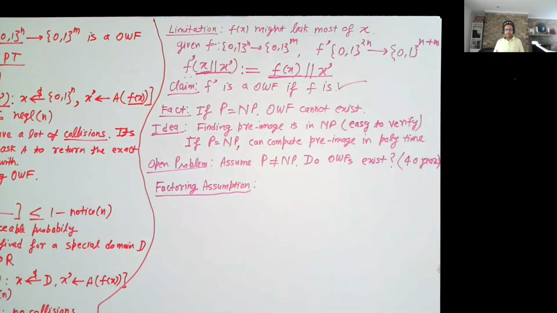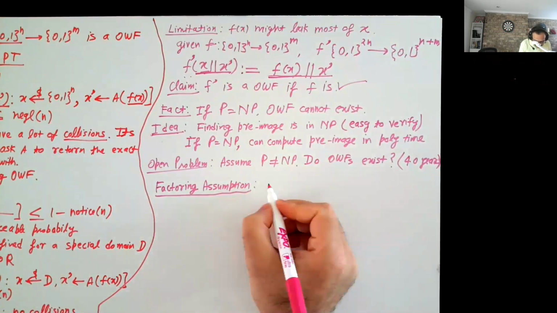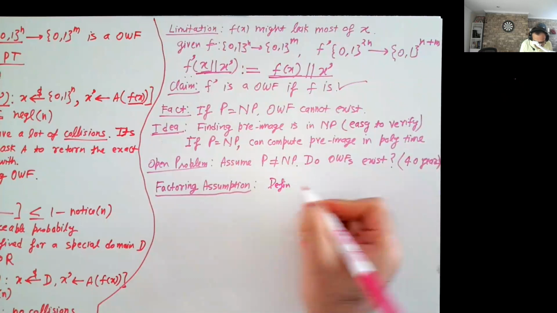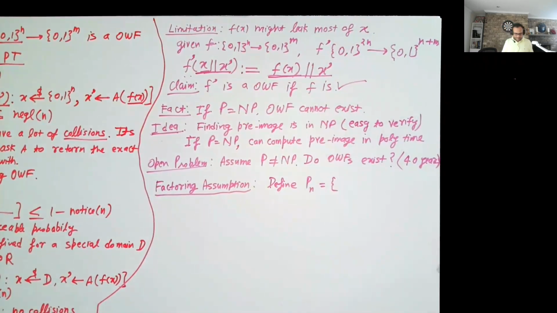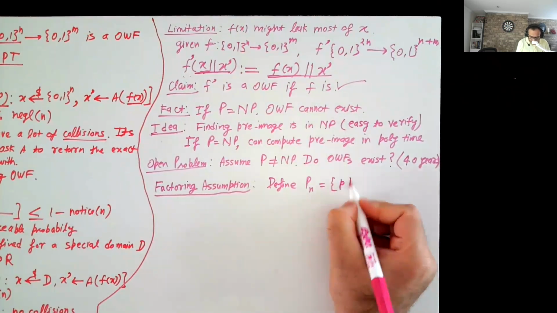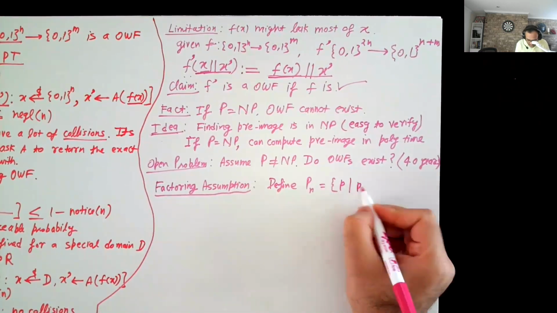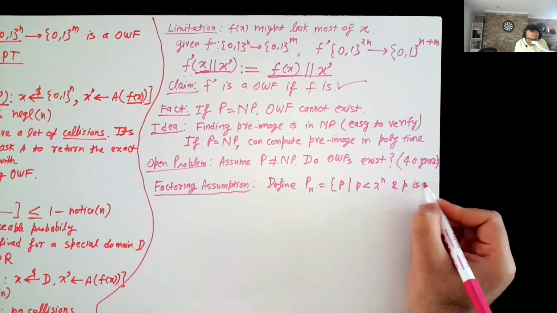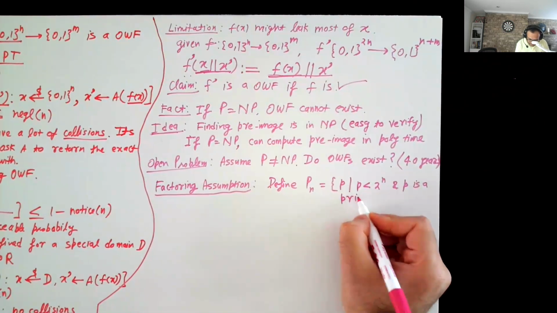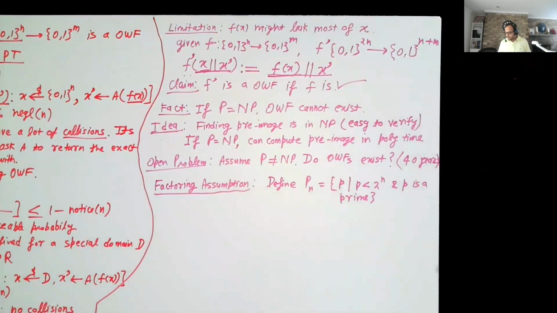So factoring assumption at a very high level, it says the following: you pick two large primes, you multiply them, and let's call this some number capital N, right? Given capital N, it's actually very hard to recover these two large primes. So define P sub n to be the set of all n-bit prime numbers. It's a number P such that P is less than 2 to the power n and P is a prime. Okay.